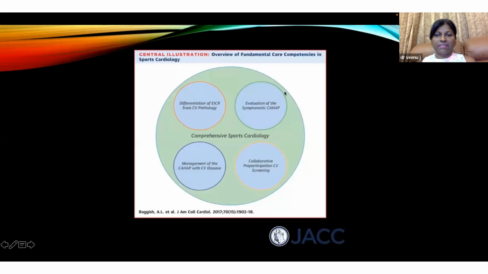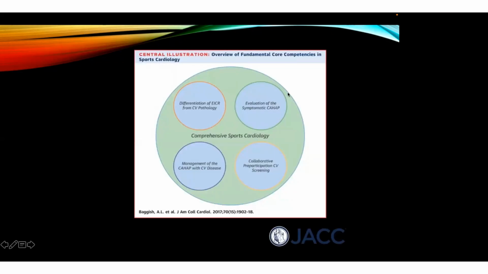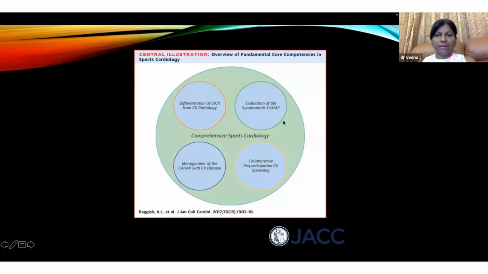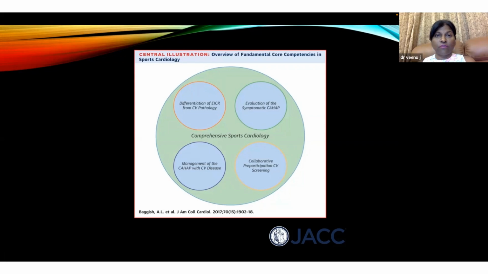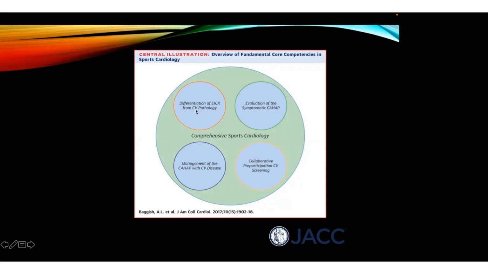So this is just an illustration which I've taken from the Journal of the American College of Cardiology. And here very clearly we know what is comprehensive sports cardiology. So one is differentiation of exercise-induced cardiac remodeling, that is EICR, from cardiovascular pathology.